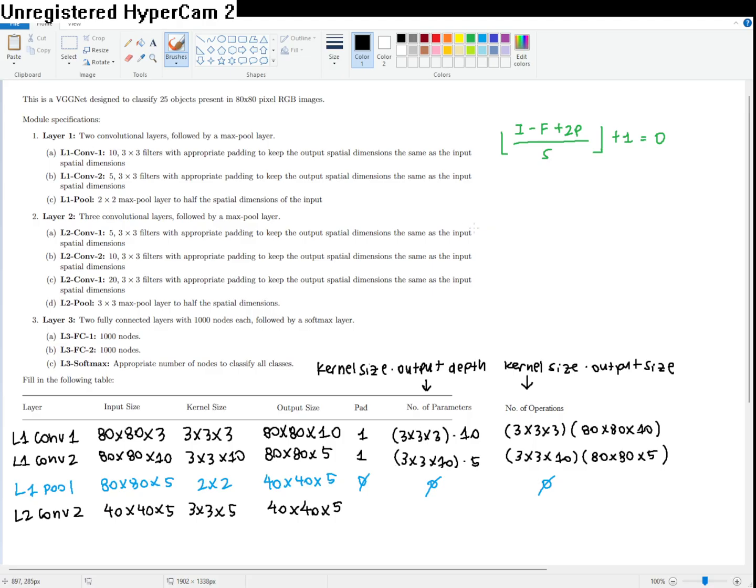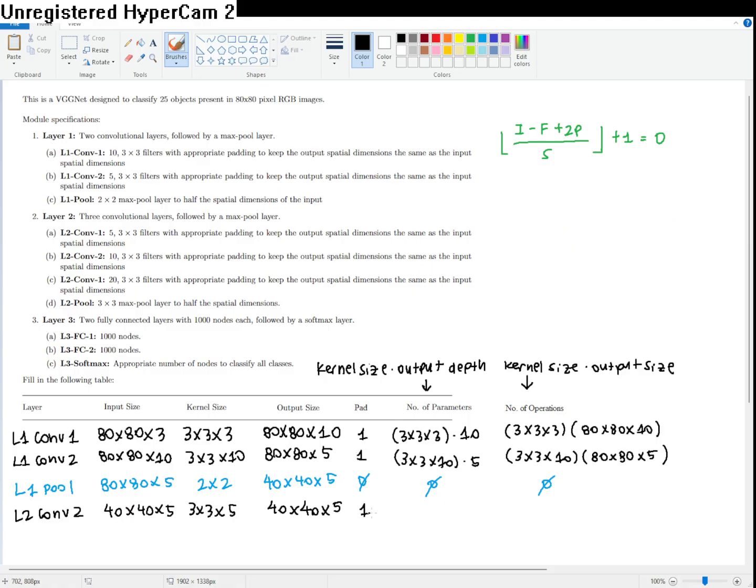So let's do the padding again. We're going to find something important. It's going to be 40 minus 3 plus 2p over 1 plus 1 equals 40. Okay, 39. Let's just do some quick math. 37. Look at that. Again, we're going to get 2p equals 2, so padding equals 1. The padding is 1 again. So let's just fill that in. 1 for the padding. All right.